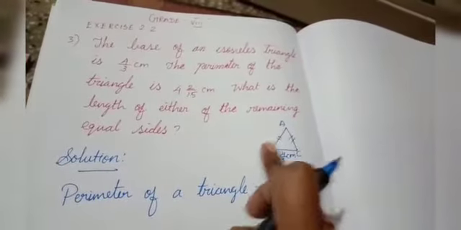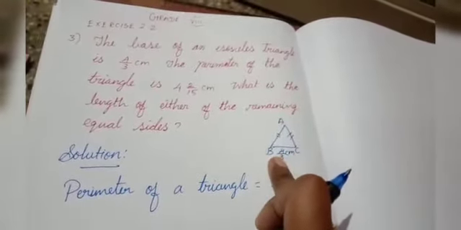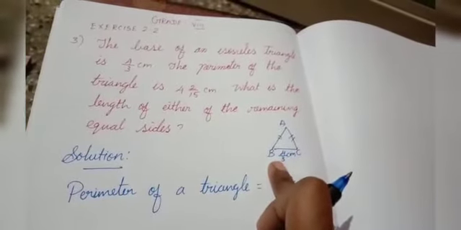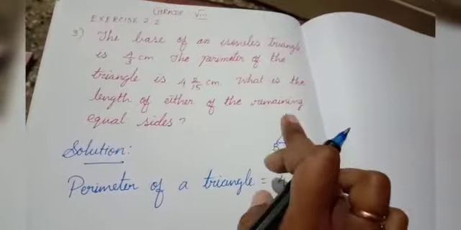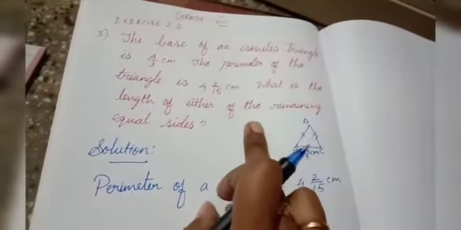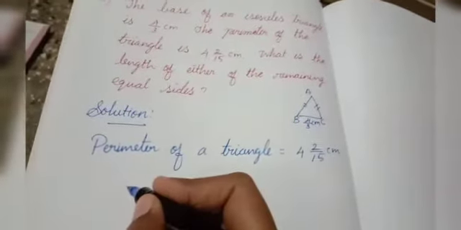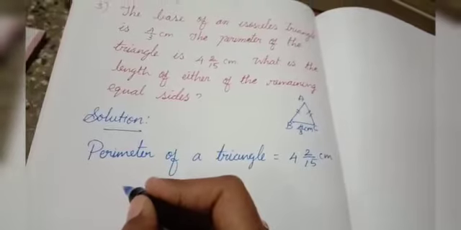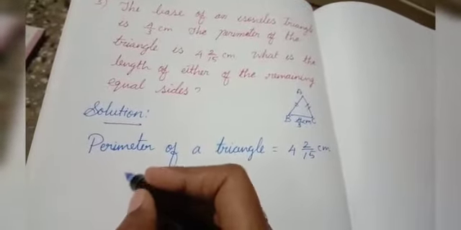See, in an isosceles triangle, two sides are equal. The unequal length measurement is given, that is 4/3 centimeter, and the perimeter of the isosceles triangle value is given. Now we have to find the equal length side measurement. The formula for perimeter of a triangle is nothing but a plus b plus c. It's nothing but the sum of all three sides.